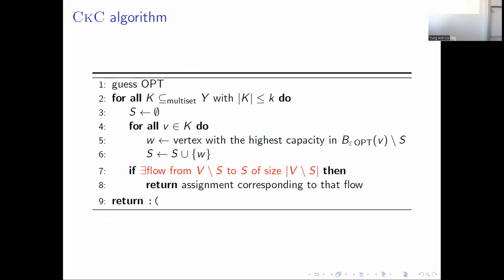And that's it. So this is the entire algorithm. You guess the cost of the optimal solution. Now you iterate over multi-subsets of your net. For each one, once you have this multi-subset and you determine that, and you get some points, you compute some network flow. And if this network flow is of large enough size, you return the assignment which corresponds to the flow. So if the edge is saturated, that's the assignment, and so on and so forth. That's the algorithm.